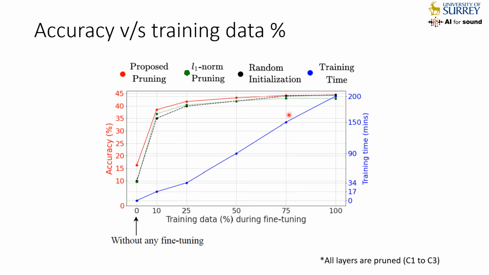And mostly the accuracy is regained by using only 75% of the data during the fine-tuning process. So this is where one can save computations during the fine-tuning process without using all the data. Let's use 75% of the training data and perform the fine-tuning.